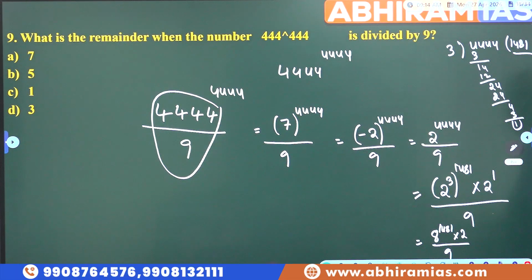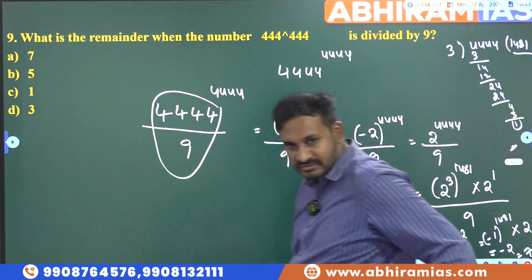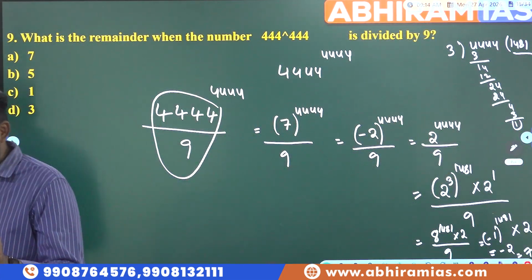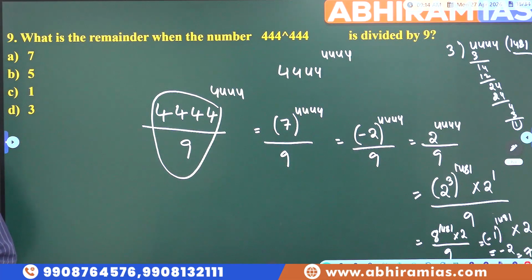8 by 9 remainder is -1, so -1 whole to the power of 1481. 2 by 9 remainder is 2. So finally I get -2. Will I write my answer as -2? No. 9 - 2 finally becomes 7. This much has to be done. The concept is small, but we are applying it multiple times until and unless we get a value less than our divisor.